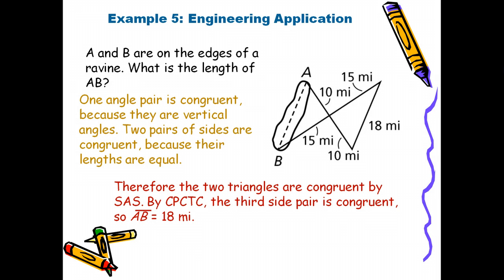They are congruent by side, angle, side, which means that by the corresponding parts of congruent triangles, we can say that the third side pair is congruent, so AB equals 18 miles, because this will be congruent to the side over here.